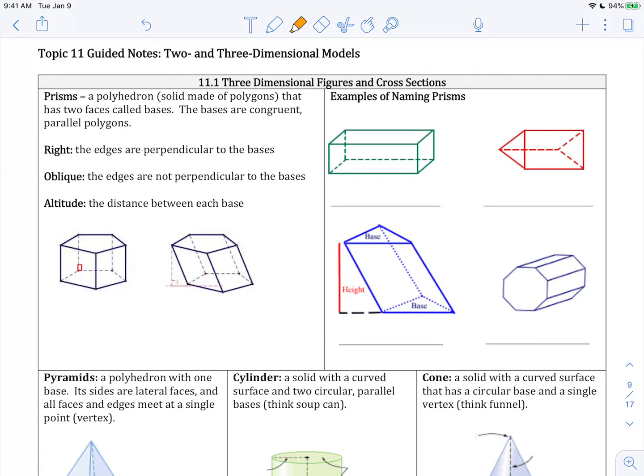Okay, so today we're going to focus mostly on vocab because we need to know the vocab of three-dimensional figures in order to calculate volume and find different dimensions in them. So today, first let's look at prisms. A prism is a polyhedron, and a polyhedron is a solid made of polygons that has two faces called bases, and you name a prism by its base. So the bases are congruent parallel polygons. And we'll do some examples of naming prisms in a little bit.